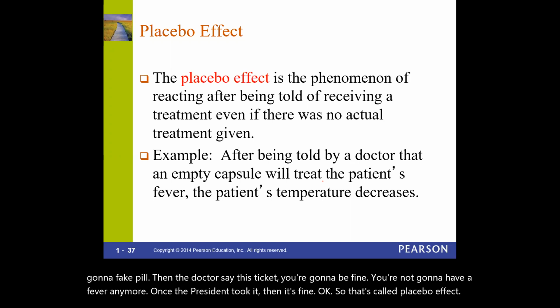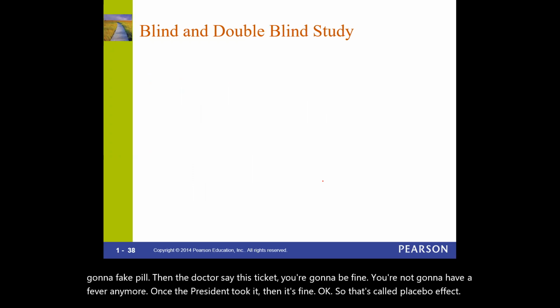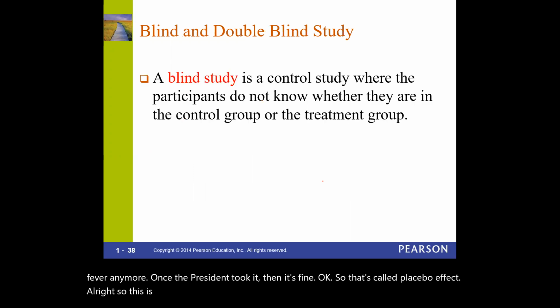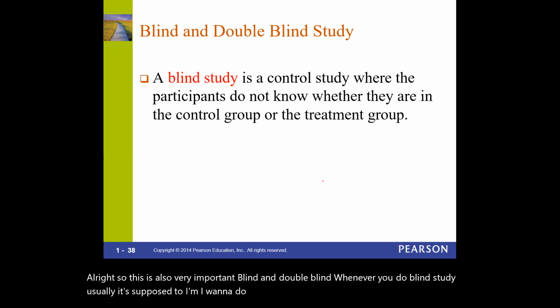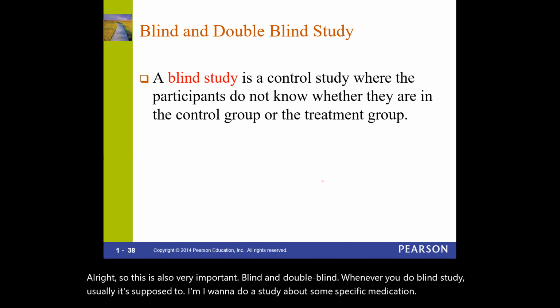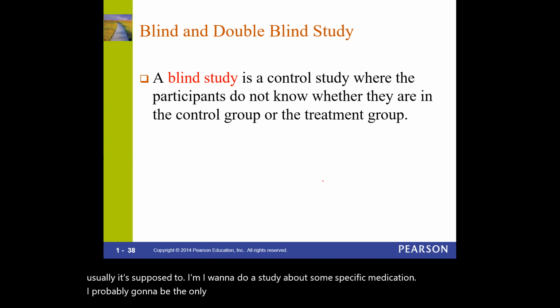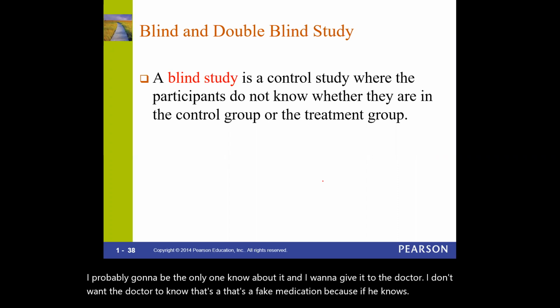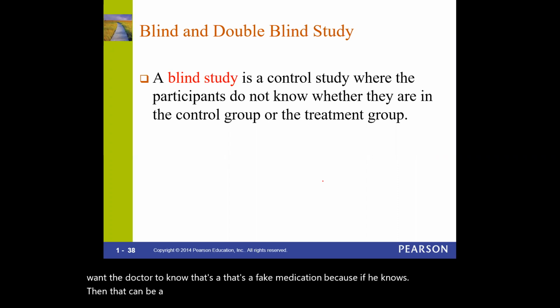All right. So this is also very important: blind and double blind. Whenever you do a blind study, say I want to do a study about some specific medication. I'm probably going to be the only one who knows about it. And when I give it to the doctor, I don't want the doctor to know that it's a fake medication, because if he knows, then that can be a problem. Okay, so I want it to be blind.